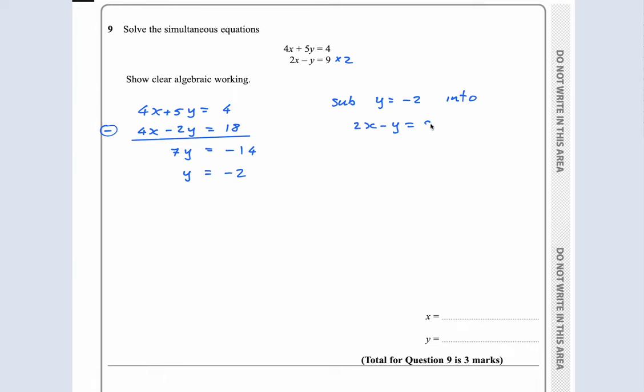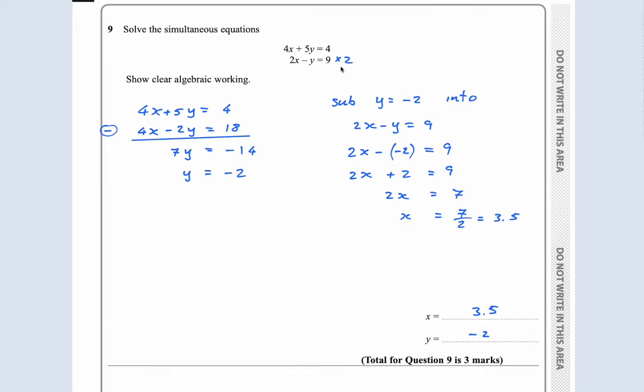2x minus y equals 9. I could sub it into this one too, but these numbers are a bit smaller, so they're both probably as easy. So I'm going to sub it into the second one. 2x minus negative 2. Be very careful. It's minus negative, so 2x plus 2 equals 9. 2x equals 7. 9 minus 2 is 7. And then x is equal to 7 over 2, or 3.5. So x is equal to 3.5 and y is equal to negative 2.